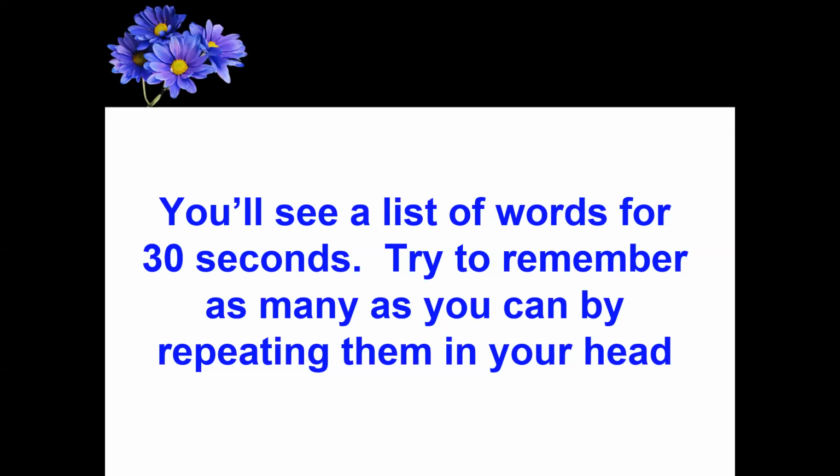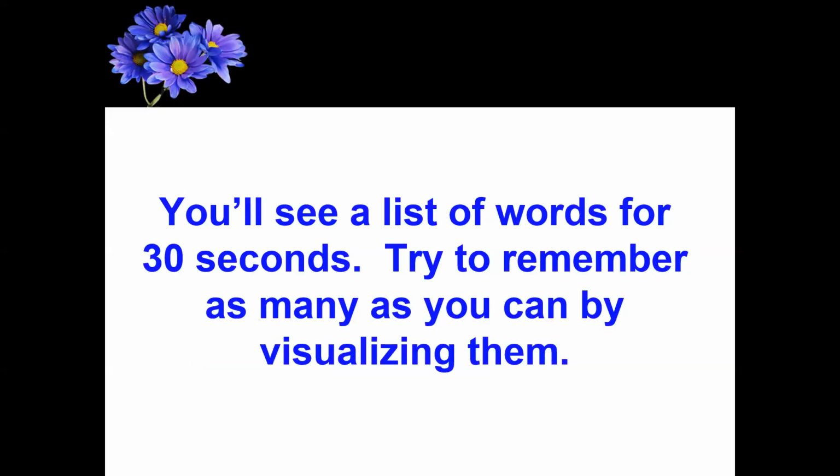First, they would see a list of words and then try to remember as many as they can by repeating them in their head. So first, they're going to do that for neutral words, and then they write down as many as they can. That's the first condition. Then they're going to do another list of words, study it for 30 seconds, and try to remember as many as they can by visualizing them. And it's going to be, again, neutral words. Write them all down.